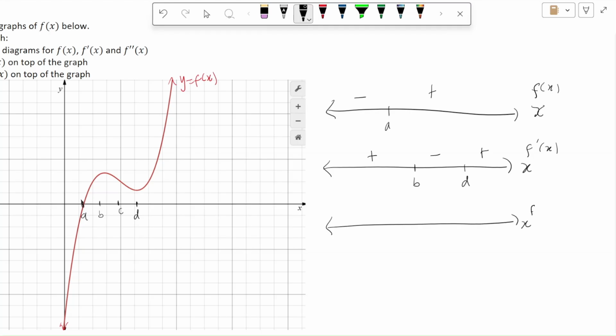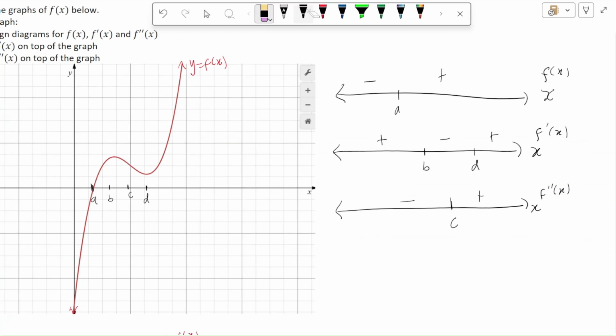Next sign diagram, we put the inflection points on. Now, usually if this is an exam question, it will tell you that C is an inflection point, just to be extra sure. But we'll put C on there and we'll go minus and plus. Notice how I'm lining up the A's, B's, C's, and D's so that they're actually in the same spot correct with each other. It's very important.